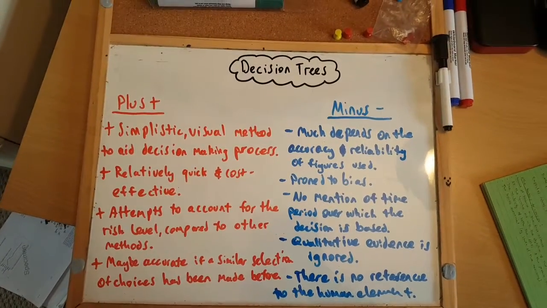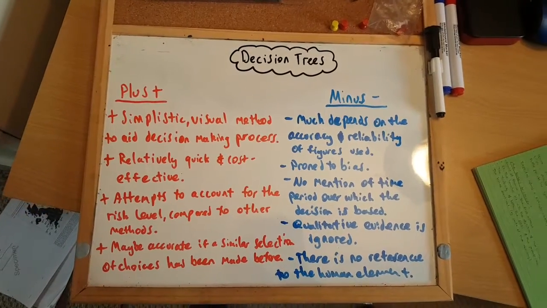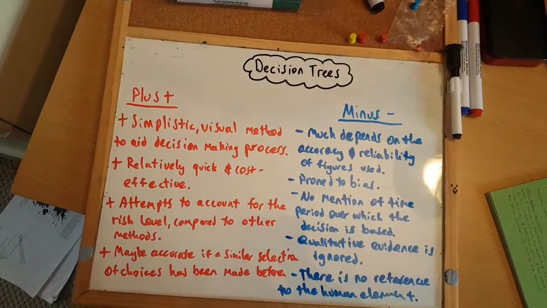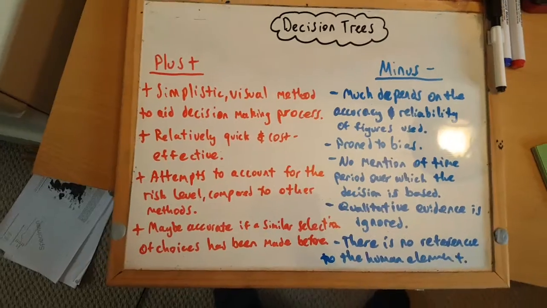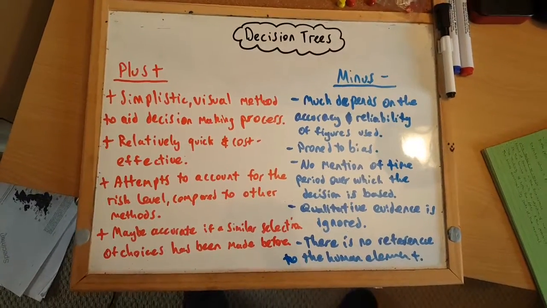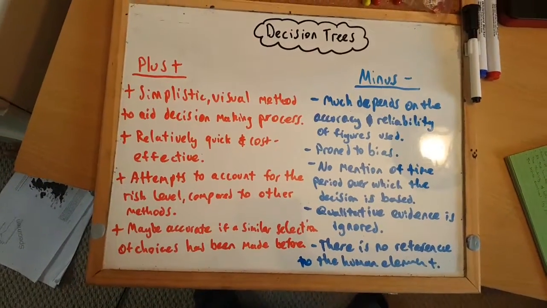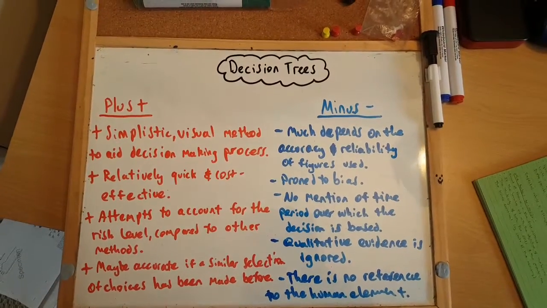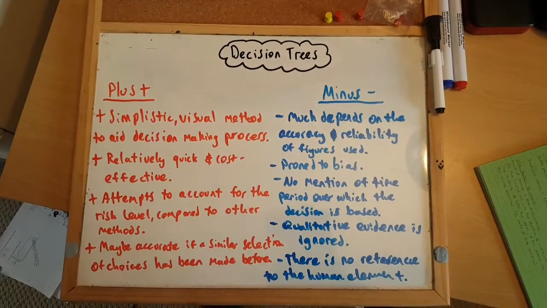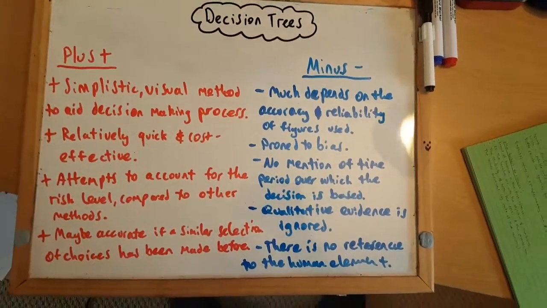Final plus for decision trees is that it may be accurate if a similar selection of choices has been made before. So if you keep on using this tool, then it's going to be even easier to use and maybe more accurate because the figures will be used from the same tool, if you see what I'm saying.